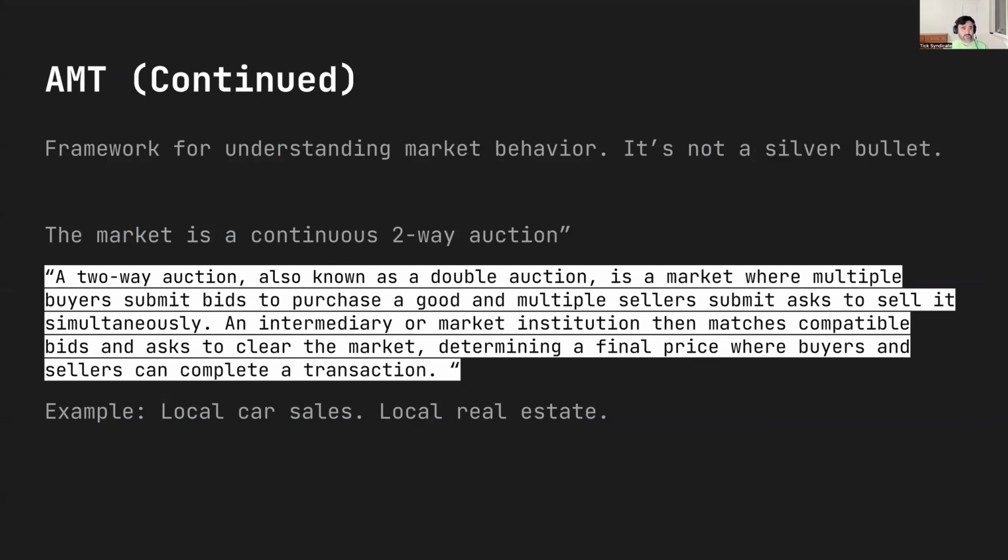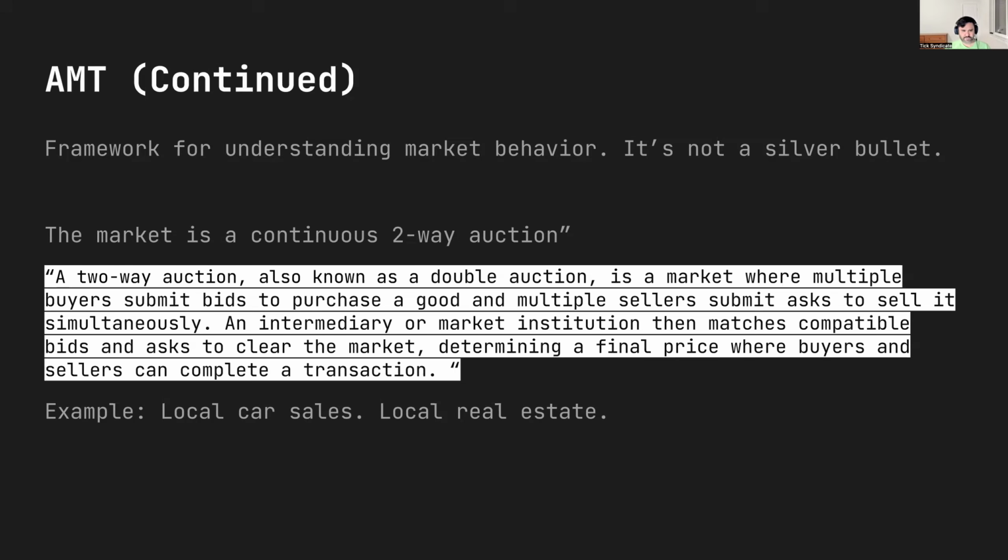But continuing on, auction market theory is a framework for understanding market behavior. It's not a silver bullet. Think of the market as a continuous two-way auction where you have a buyer and a seller at a price one tick above the current price and one tick below the current price. And then you've got passive buyers and sellers up and down the price ladder, or the depth of market. If that's something you use, that's something you pay attention to. But the depth of market is probably the most raw visualization of the two-way auction process.